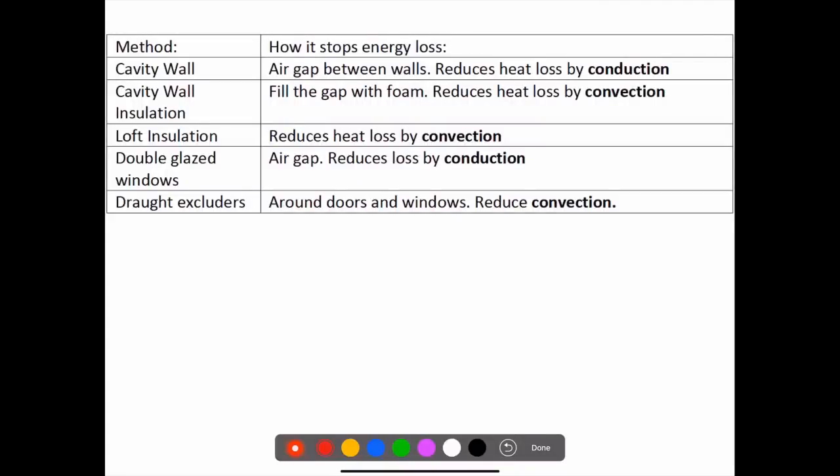Now this table shows all the different types of ways that you can prevent heat from being lost from your house, and also how they do that. For example, conduction, convection, etc. So make sure you memorize all of these words because it could be easy 1 or 2 markers.